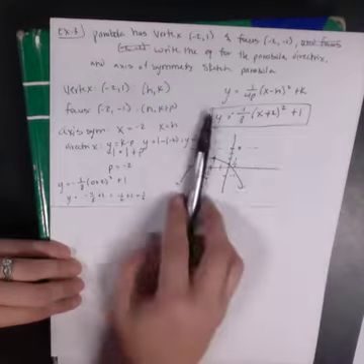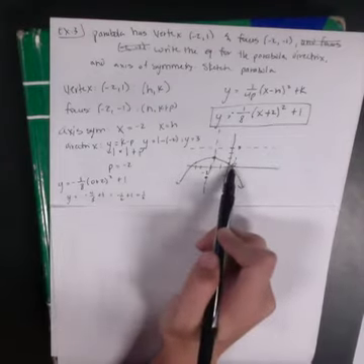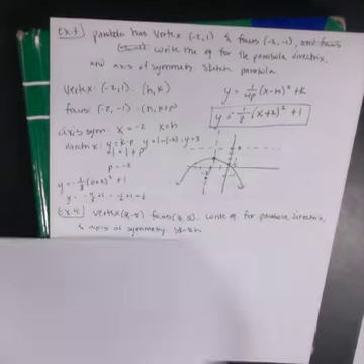But we know that the axis of symmetry means I have this same point reflected across the axis of symmetry. It's the same distance away from this line. All right, let's do another example.